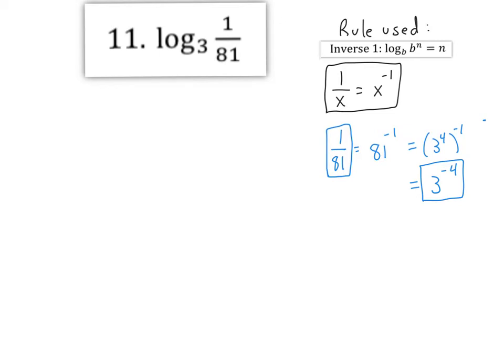Okay, so if we go back to the problem, here I'll rewrite this: log base 3 of 1 over 81 equals log base 3 of, and we already realized that 1 over 81 is the same thing as 3 to the negative 4. And then if we use this inverse rule, for the rule, if the bases match, the answer is the exponent. So these bases match, that means the answer is the exponent, which is just negative 4.